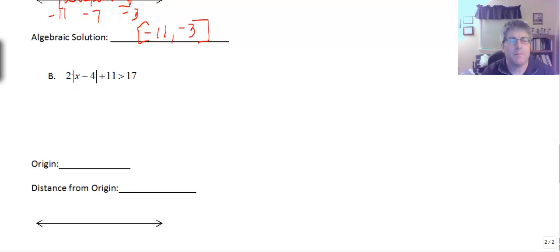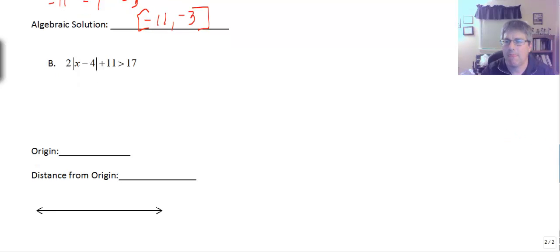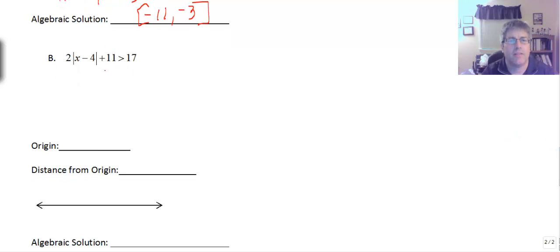Our second problem, 2 times the absolute value of x minus 4 plus 11 is greater than 17. So we want to clear everything away from the absolute value bars. I'm going to subtract 11. So I get 2 times the absolute value of x minus 4 is greater than 6. I'm going to divide by 2. And I get the absolute value of x minus 4 is greater than 3.